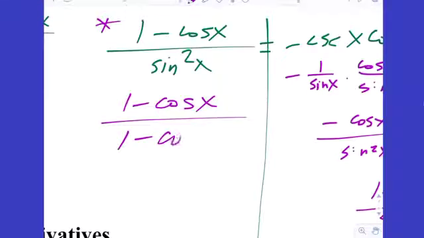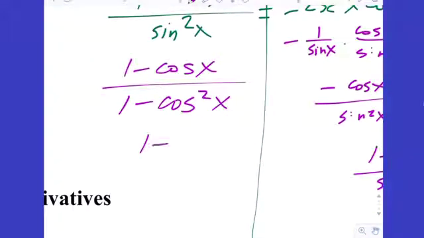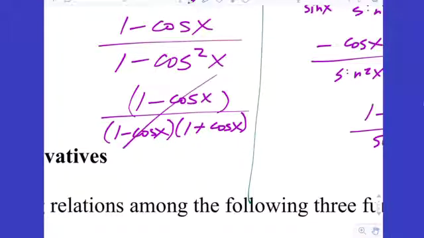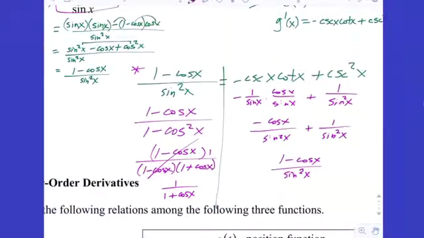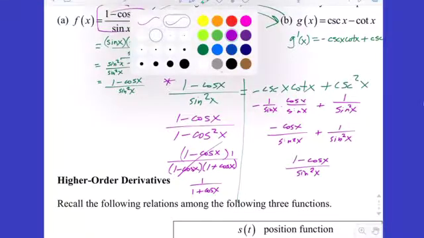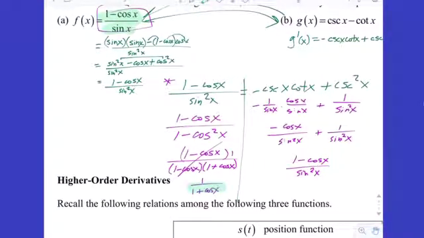1 minus cosine squared. And 1 minus cosine squared is now a difference of two perfect squares, so it factors into 1 minus cosine times 1 plus cosine. And what happens with your 1 plus or 1 minus cosines? They divide out, and you're left with 1 over 1 plus cosine. So that is equivalent to what we started with. So that could be the derivative answer to 1 minus cosine over sine squared. They're all equivalent to each other.